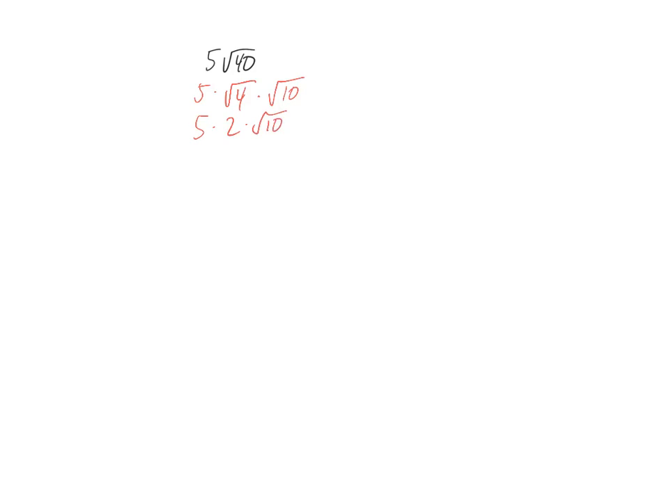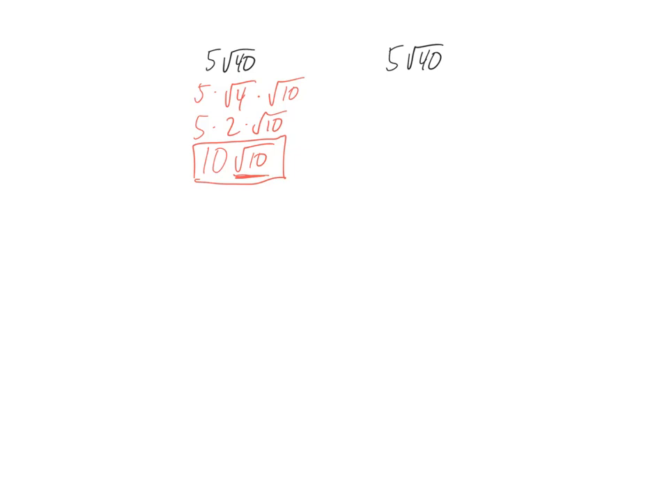Taking that one step further, 5 times 2 is 10, so that's 10 times the square root of 10, and that is simplest form. If I try to break that rad 10 right here down any further, the best I can do is 2 times 5, and neither of those are perfect squares, so that's as simple as it can go.